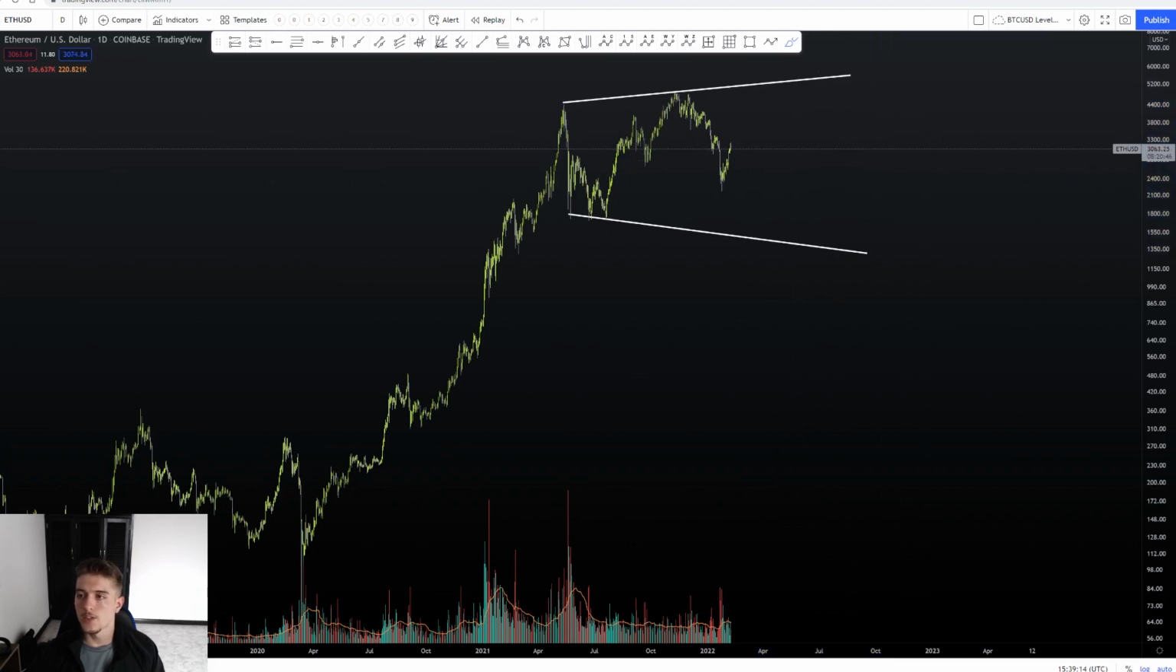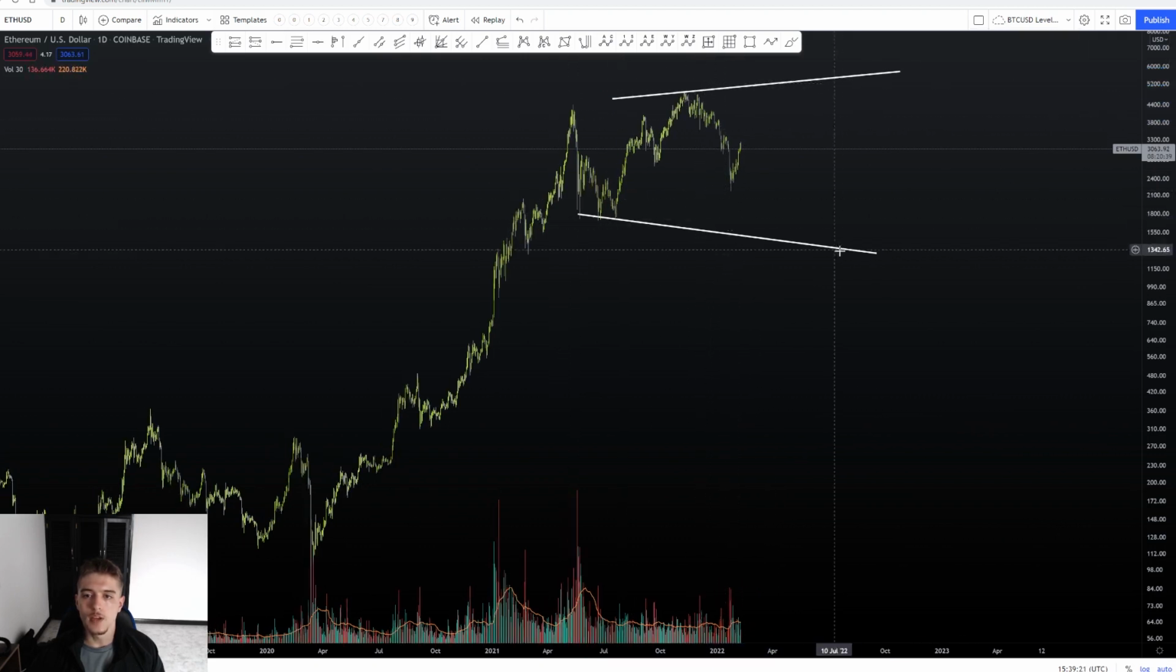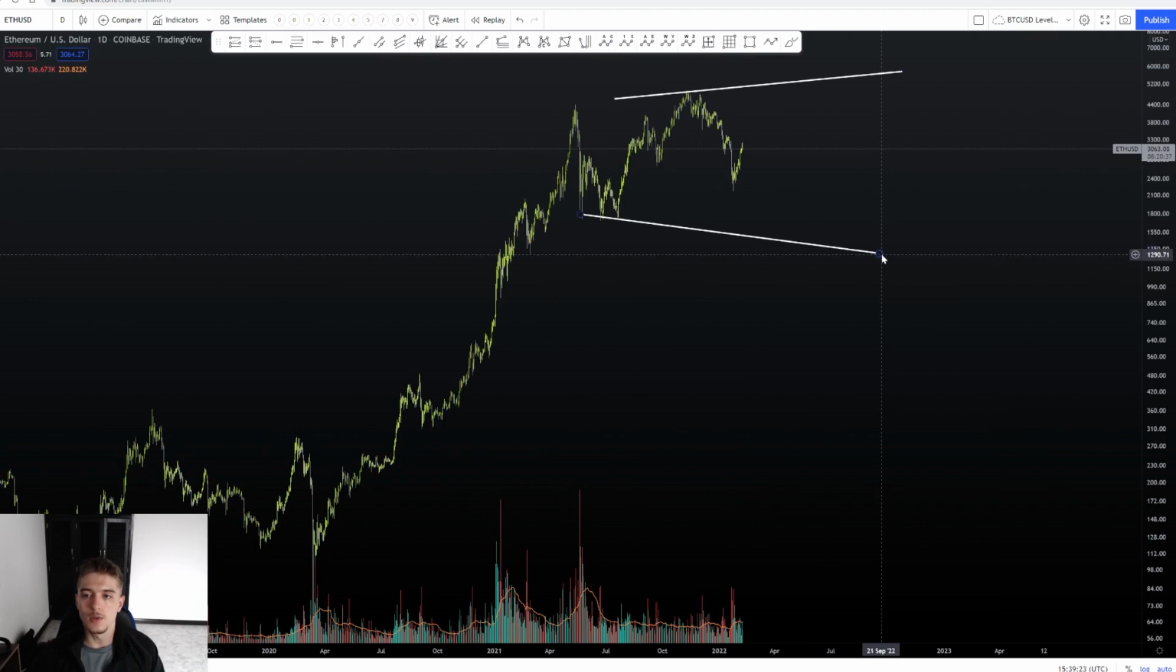In the case of a contracting triangle, we would expect it to be a running triangle, where this would be an A, B, and we actually just came down for the C wave, or we could be in the process of completing the C wave, as so.